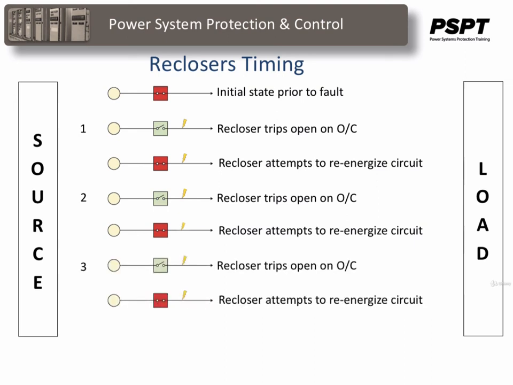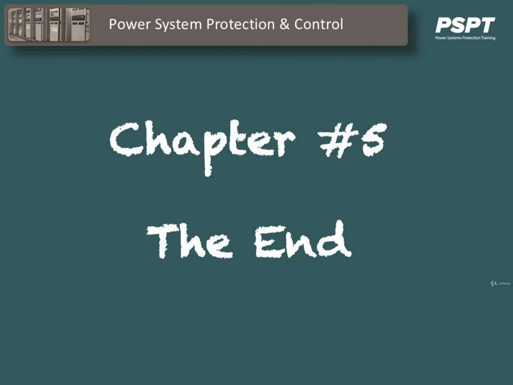If the fault is still on the line, the recloser will then trip again, and it will try to reclose one more time. However, this time, if the fault is still present, the recloser will open and lock out, and it will require a manual reset before it's back into service. This ends Chapter 5.